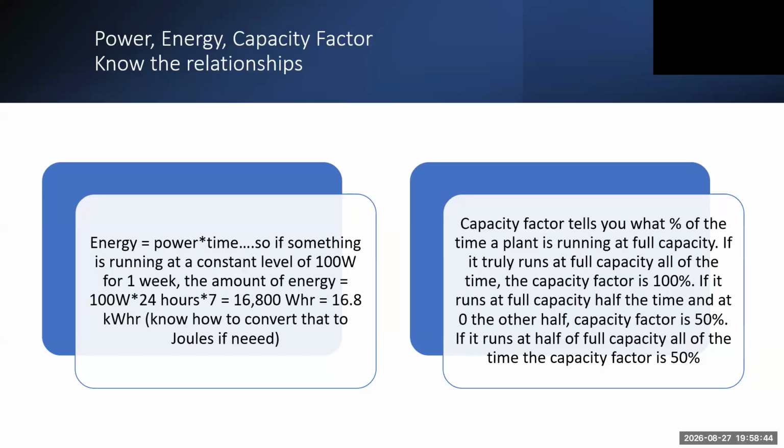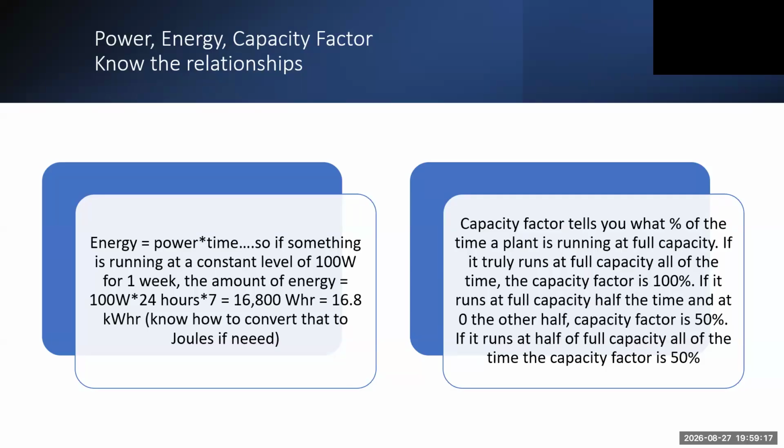Capacity factor tells you what percent of the time a plant is running at full capacity. So if it truly runs at full capacity all of the time, the capacity factor is 100%. No real power plant has a capacity factor of 100%. Nuclear power plants get pretty close, up in the 90s, but nothing will run at 100%. There's going to be maintenance, changing of fuel rods, things like that that are always going to pull that capacity factor down under 100%.